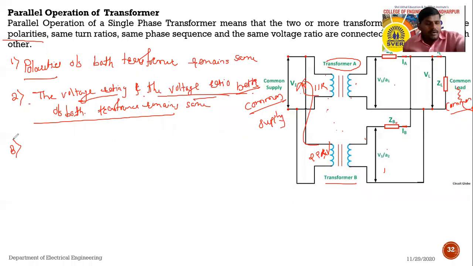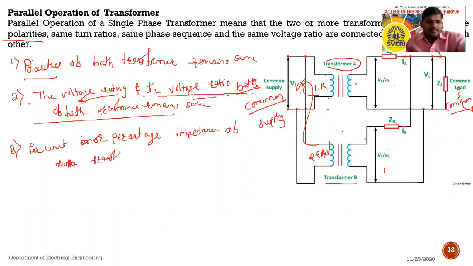So the next condition is that the per unit impedance, or we can call it the percentage impedance, of both transformers, whichever transformers you are operating, remains the same or may remain equal, right? So per unit impedance of both transformers remains equal. Percentage impedance of both the transformers remains equal, right?